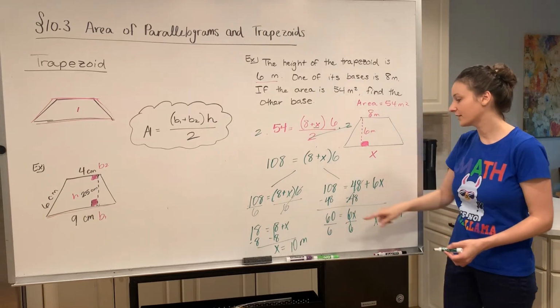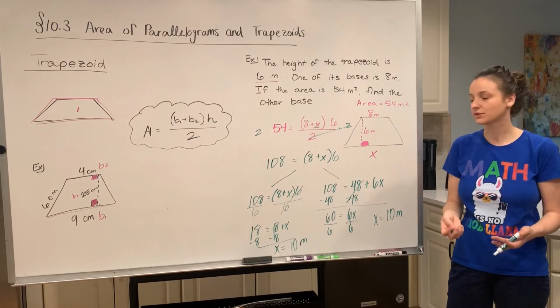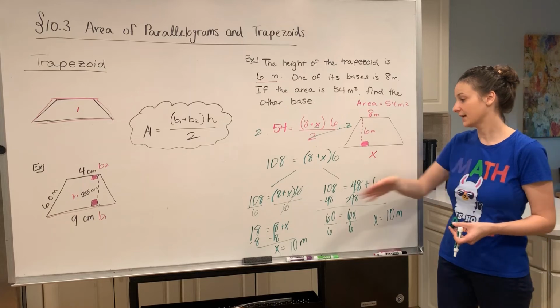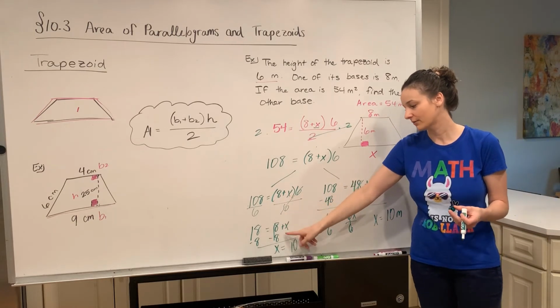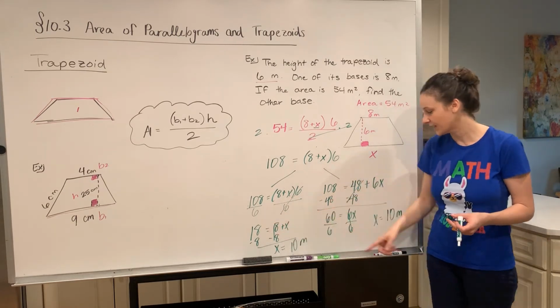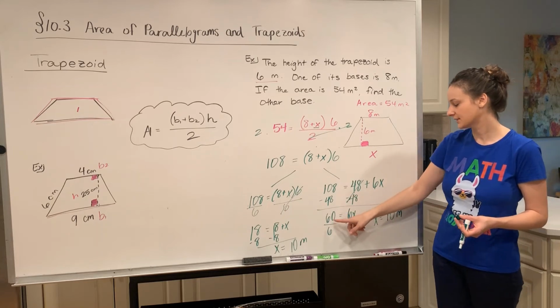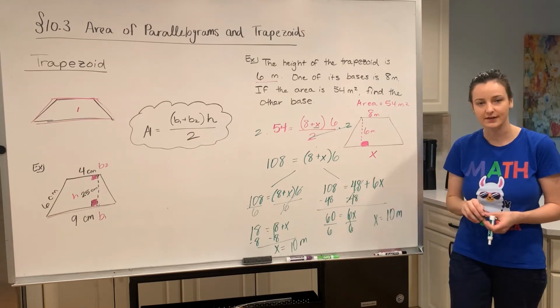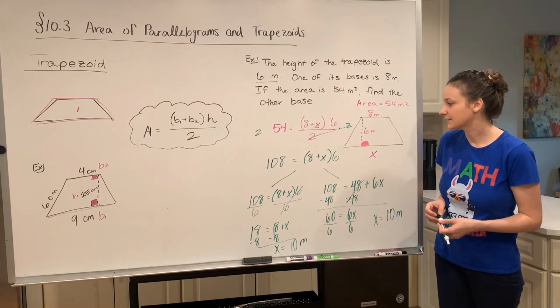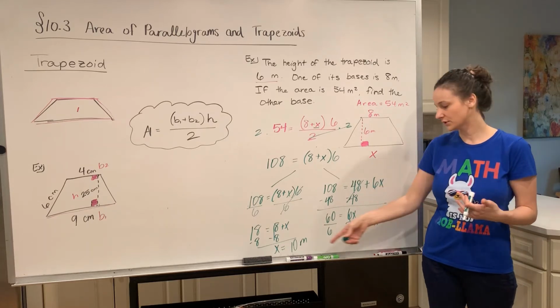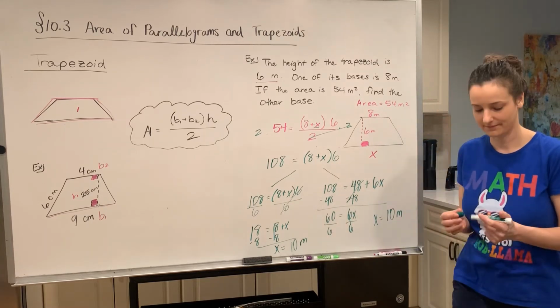So either one of these methods will lead you to the answer. My preference is the second method. Notice here that now we're dealing with smaller numbers, 18 and 8, as opposed to 60 and 48 and 108. So I think it makes it a little bit easier, but either way, we've just proven that you'll get the same answer.